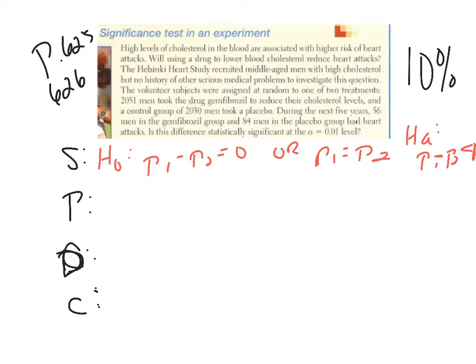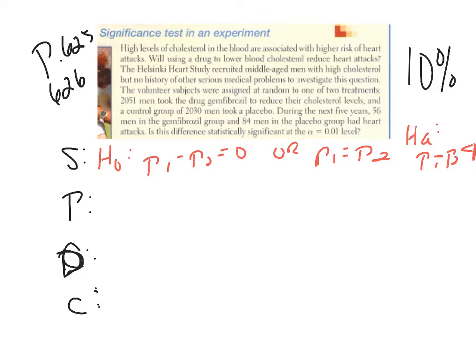I'm going to define these. P1 is my actual heart attack rate for middle-aged men like the ones in this study. Can't apply it to all middle-aged men because these were particular middle-aged men. They were a certain age. They were in certain other health conditions. So that doesn't apply to every single middle-aged man. So like the ones in this study who take Gemfibrozil, and P2 is the actual heart attack rate for middle-aged men like the ones in this study who only take a placebo. So what they're trying to prove here is that the drug is better than the placebo.